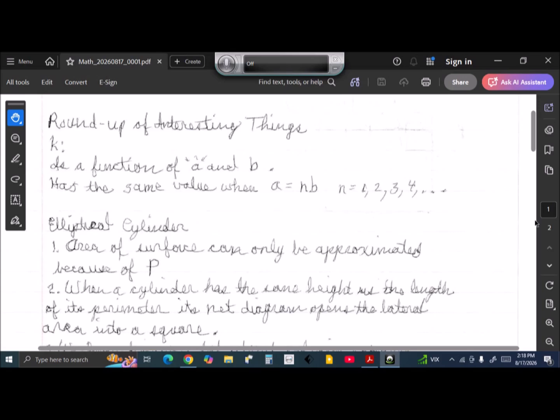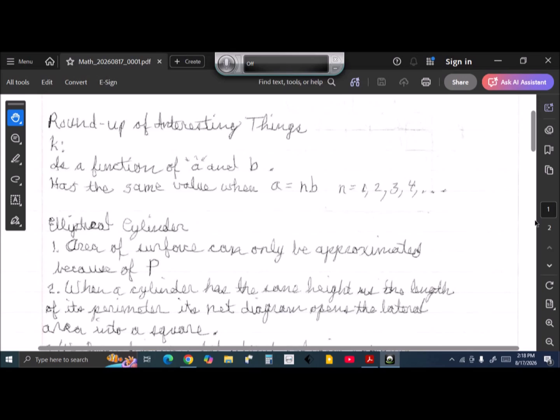Welcome. Today I have been rounding up the list of things that I have discovered while going through the universe of the ellipse. And there are some interesting things that I think are worth note. First of all is this fudge factor, the letter K, that we introduced into the formula that we use to calculate the surface area and later on the perimeter of the ellipse.